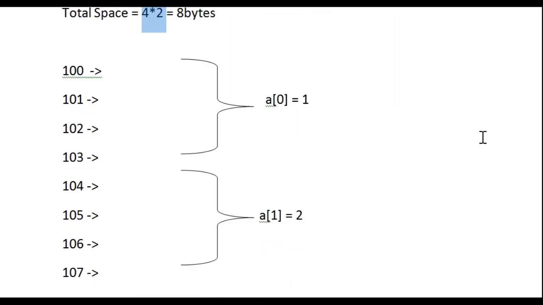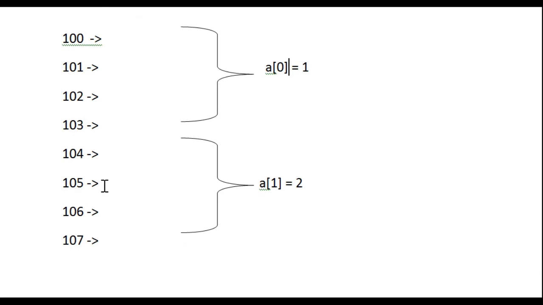So our address space looks like this: from 100, 101, 102 and 103 it is initialized with the value 1, which is A0, and then from 104, 105, 106 and 107 it is initialized with the first element of the array, A1 = 2. And if we want to retrieve the value of the array, then it looks up this memory and retrieves the value.